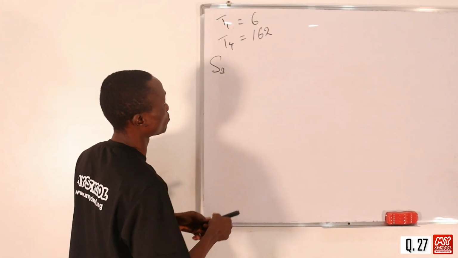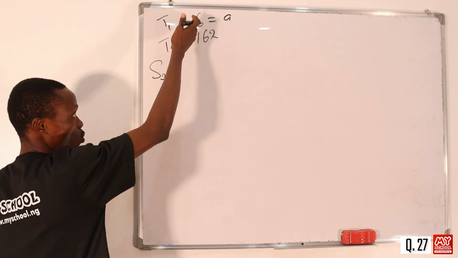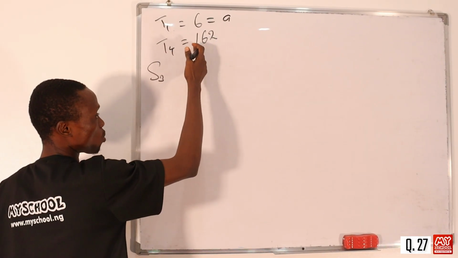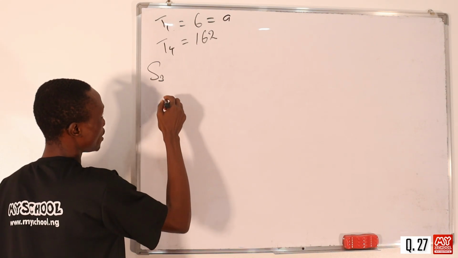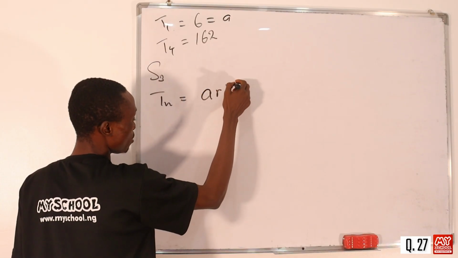In this question, we are given the first term, which is often represented with letter a, to be equal to 6, and the fourth term to be equal to 162. Remember that the nth term of a GP is a r raised to power n minus 1.